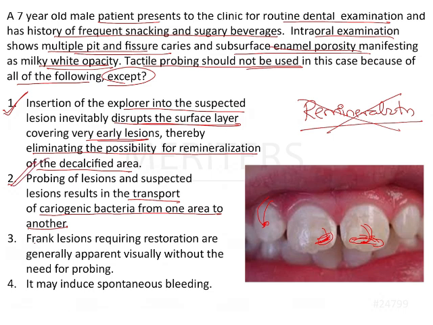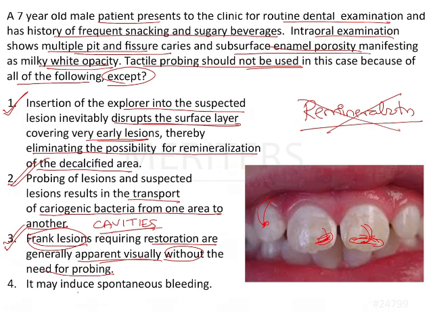The next option says that frank lesions requiring restoration are generally apparent visually without the need for probing. So frank lesions are nothing but cavitated lesions, or cavities, which are seen in the oral cavity. Now if a cavity has already formed, that is going to be visible even without the use of a probe. At most, the cavity could be covered by some food debris, which could easily be removed with a three-way syringe using either air or water. So again, this seems like a valid reason why we should not do tactile probing, because if there is a frank lesion, it is apparent visually.